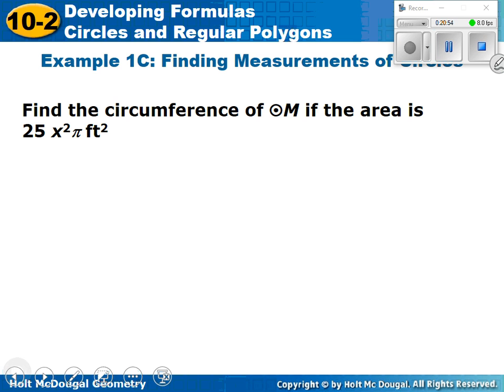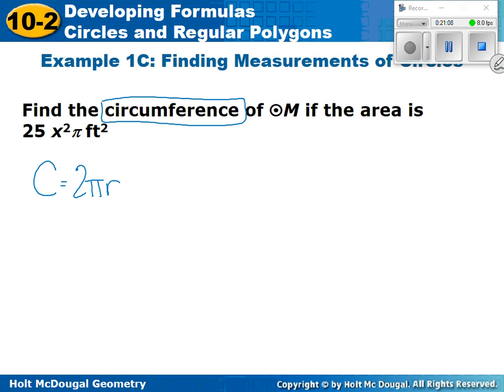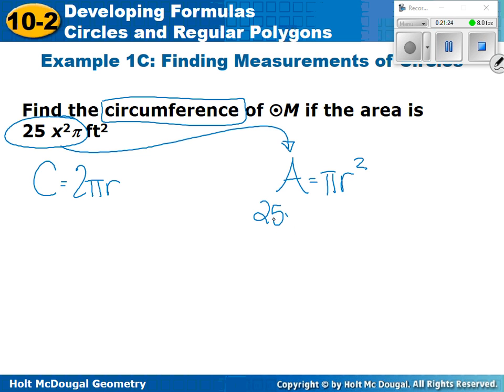They give you the circumference again, or ask you to find the circumference, sorry, and they give you the area. So start with what you're trying to find. What's the formula? 2 pi r. That means we need to know the radius. We don't know the radius. So then we're going to go to the next thing they tell us, the area. What's the area formula? Pi r squared. We're going to plug in our 25x squared pi, don't forget the pi, for the area. 25x squared pi equals pi r squared.